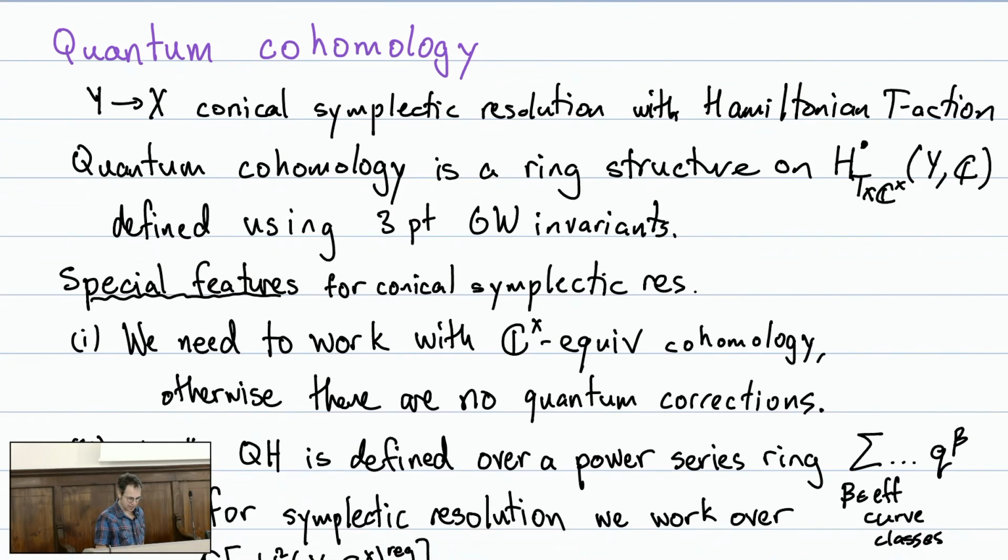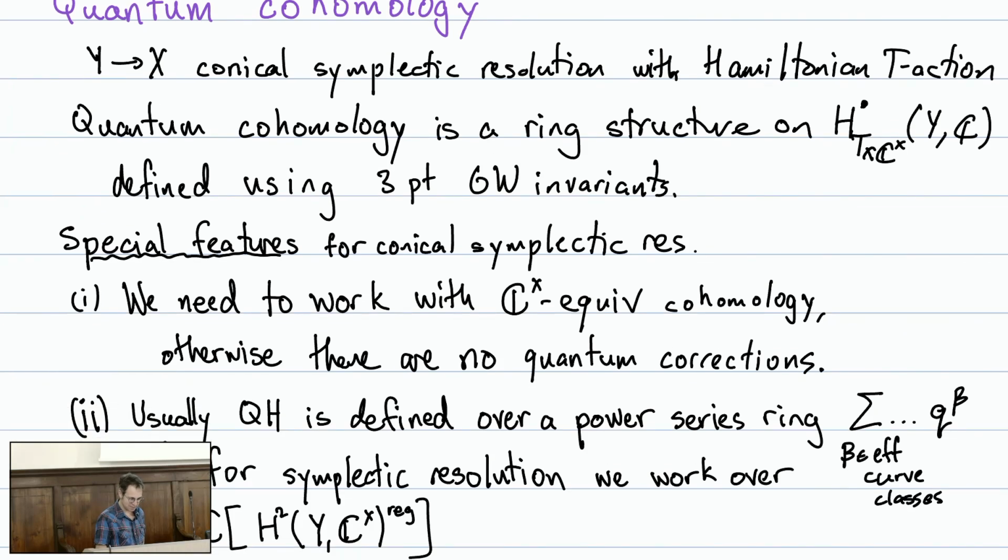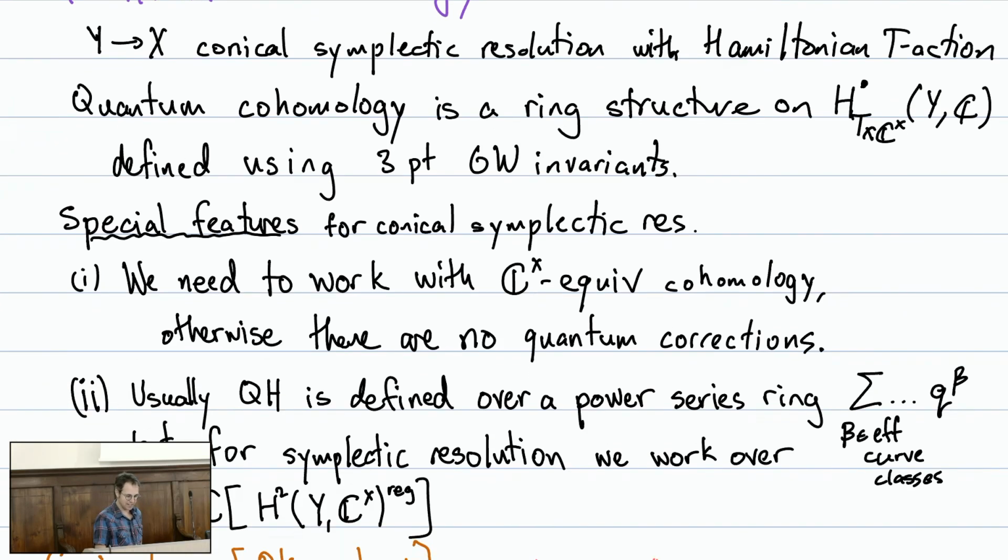Okay. So as I said, I'm not going to define it, but let me explain some special features of quantum cohomology in the case of conical symplectic resolutions. So the first special feature is that we need to always work with equivariant cohomology. Remember there are these two things around: this is the Hamiltonian torus, and this is the conical torus, conical C star. And actually, the second one is the only essential one. We have to work with that because otherwise there are no quantum corrections. Otherwise, the quantum cohomology becomes trivial.